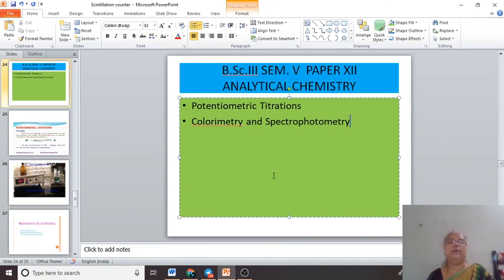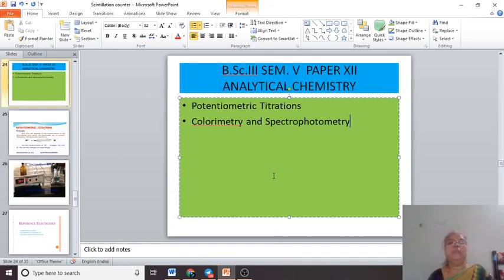Analytical chemistry lecture for BSc 3, semester 5, paper number 12. I am concerned with only two chapters within that paper. The first chapter is potentiometric titrations, and the second chapter is colorimetry and spectrophotometry. So let us begin with the potentiometric titrations.